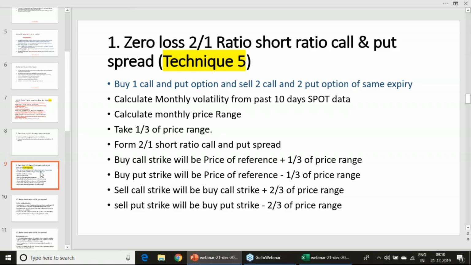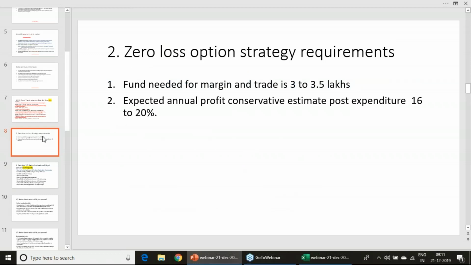For Gann's trend reversal time calculation. So my first technique, zero loss 2/1 ratio call spread and put spread. There are two zero loss techniques. Whenever we say zero loss, that means this particular strategy won't give any losses.